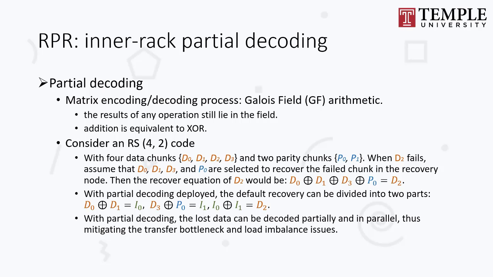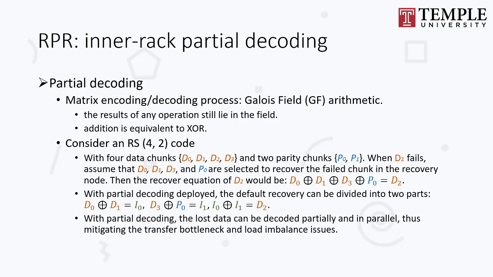For erasure coding, in the matrix encoding and decoding process, all the operations are calculated according to Galois field arithmetic. In the Galois field, the results of any operation still lie in the field. Another important property of GF arithmetic is that addition is equivalent to XOR. So consider an RS-42 code with four data chunks from D0 to D3 and two parity chunks P0, P1. When D2 fails, we assume D0, D1, D3, and P0 are selected to recover the data. Then the recovery equation of D2 would be D0 XOR D1 XOR D3 XOR P0 equals D2.